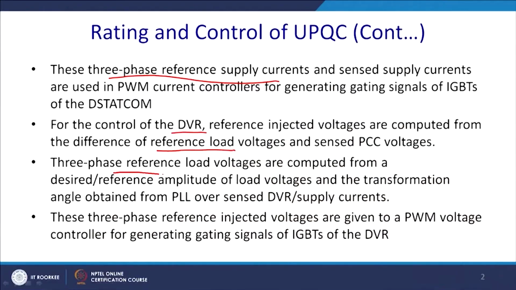The 3-phase reference load voltages are computed from the desired reference amplitude of the load voltage and the transformation angle obtained from the PLL over the sensed DVR supply. So, this is the way it will proceed while working, and these 3 reference voltages are injected to the PWM voltage controller to generate signals for the IGBT for the DVR part. So, now we shall discuss the control of UPQC-P.